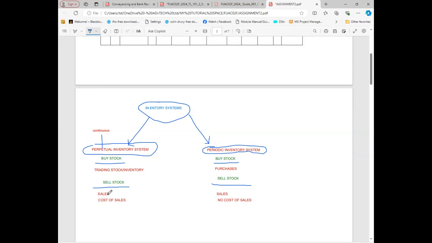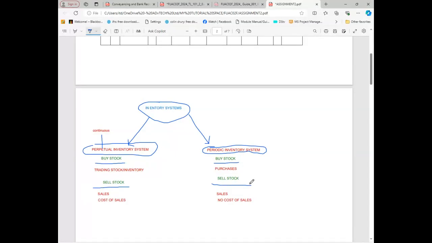Remember, under the perpetual one, when I sell, let's say I sell 5 times, I expect to see 5 sales amounts and 5 cost of sales. Are we together? But under this system, you only have to show the sales you made. Don't show cost of sales. Cost of sales can only be calculated at the end of the period, for all the sales at the same time. There's a formula that we use. Are we together?